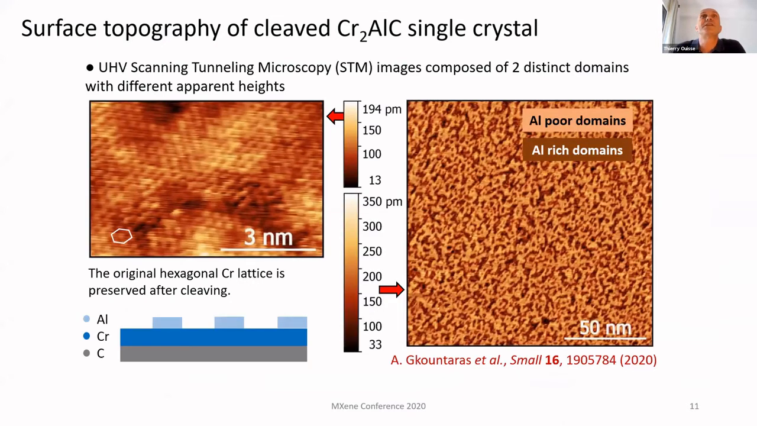Mechanical exfoliation does not eliminate the A atoms at the surface, and we can first check what is remaining on top of the flake. Here, scanning tunneling microscopy, which gives us atomic resolution, has been used to observe the surface topography of a chromium aluminum carbide single crystal after mechanical cleavage in UHV conditions. As can be seen from the left image, the original hexagonal close-packed lattice of chromium atoms is preserved. However, in a larger scale image, we observe 2 distinct domains with different apparent heights. This is interpreted as a result of a surface reconstruction or clustering of the aluminum atoms.